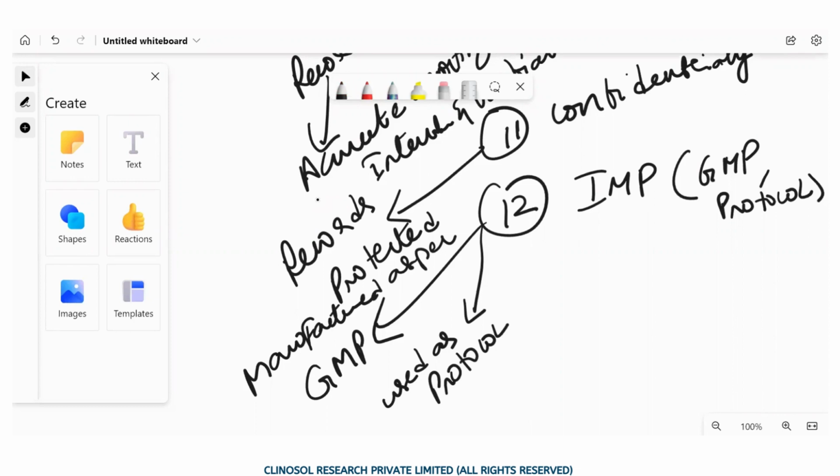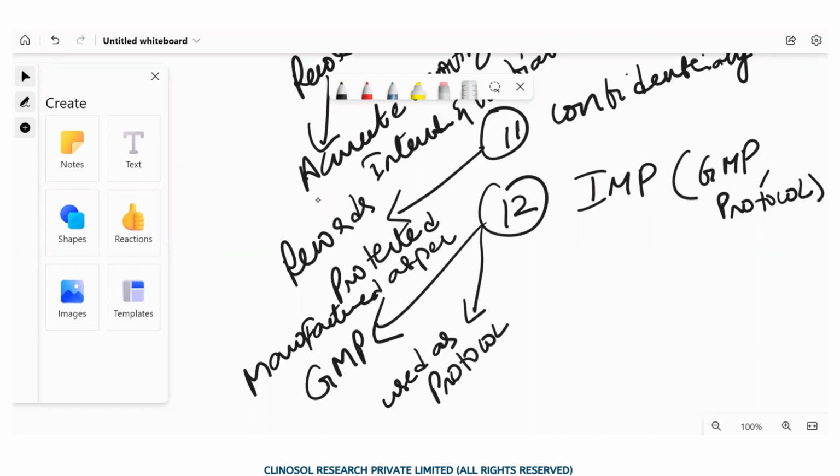So investigational medicinal product should be manufactured as per GMP, good manufacturing practice, and should be used as per your protocol. So this is your principle number 12.